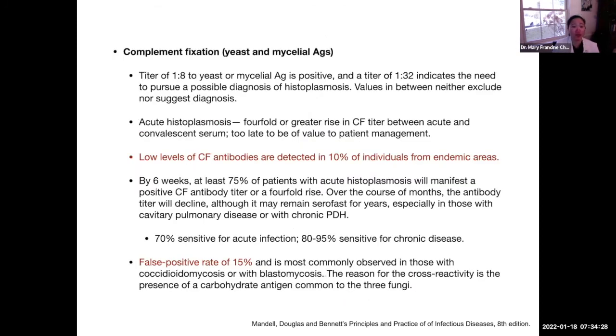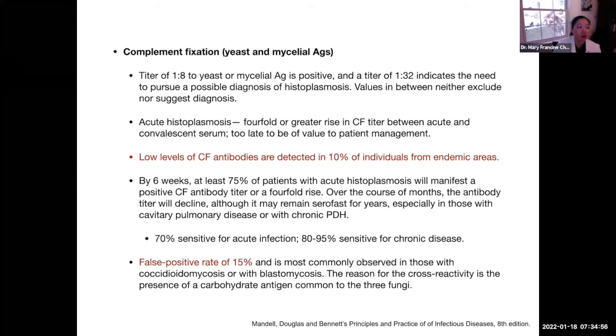So the first kind, again, is complement fixation, as part of your serologic testing, and really a titer of 1:8 to either yeast or mycelial antigen is positive. If you have a titer of 1:32, then you really would be suspicious of a possible diagnosis of histoplasmosis. Values in between though neither exclude nor suggest diagnosis.